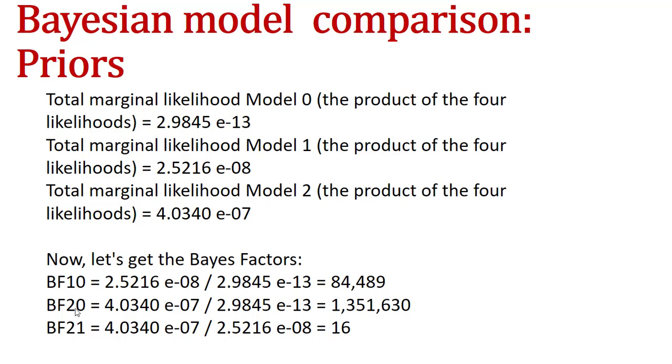With the model comparison of model 2 and model 0, the Bayes factor of 1,351,630 means that the data is 1.3 million times more likely under model 2 than under model 0. And the Bayes factor of 2,1, comparing model 2 and model 1, is 16, meaning that the data is 16 times more likely under model 2 than under model 1.